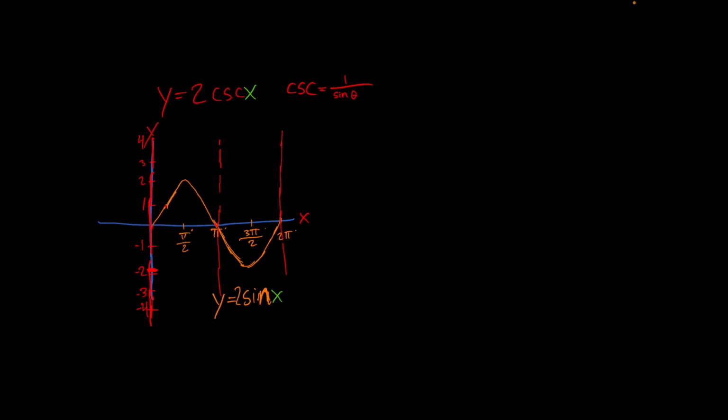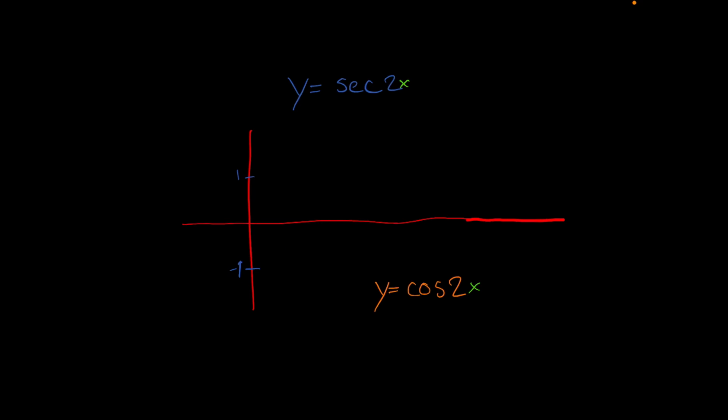Now how would we graph y equals 2 cosecant of x? Well, cosecant equals 1 over sine of theta. So let's just start by graphing y equals 2 sine of x. Now, let's graph our cosecant graph, because we're already at 2, so we have our amplitude, and our graph should look something like this. And that's y equals 2 cosecant of x. So let's try and graph y equals secant of 2x.